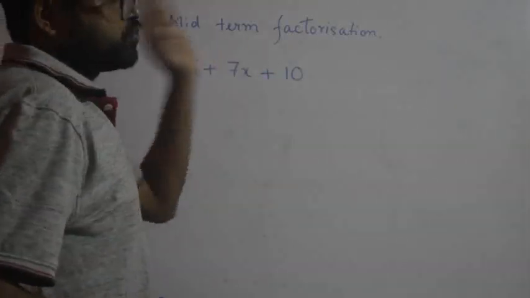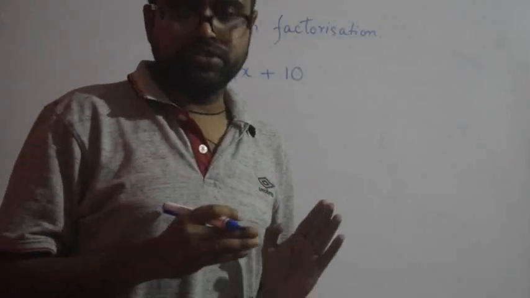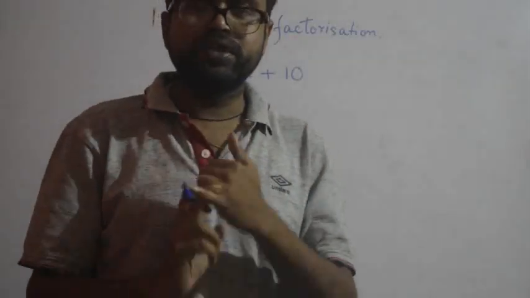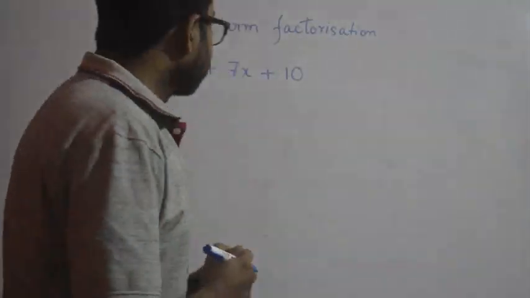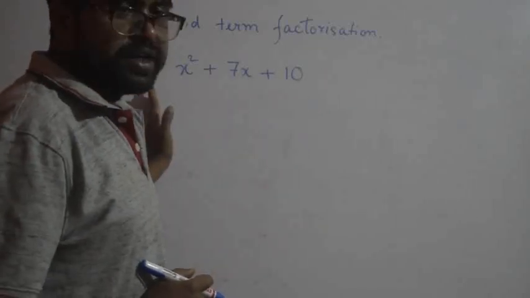Now, here you have three terms. So, if you go by the rules of factorization, the first rule says that you have to look for common terms amongst all the terms. But here, you don't find any common among the three terms present here.